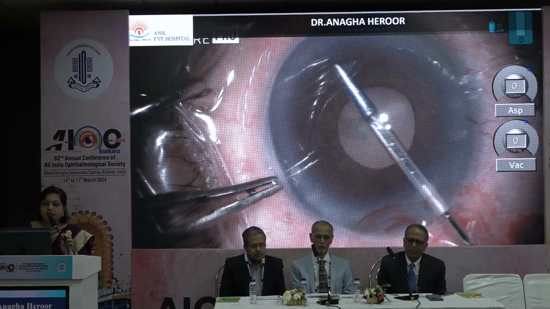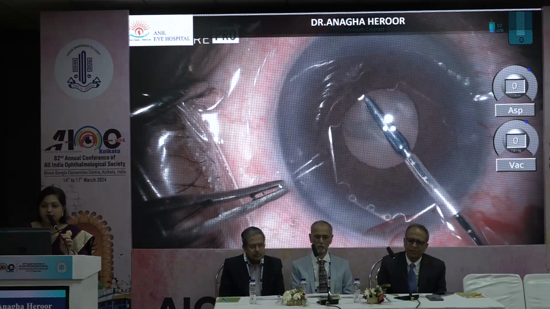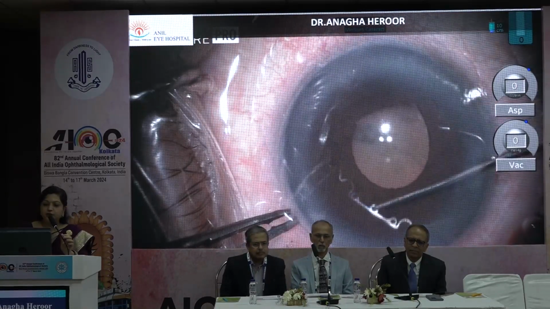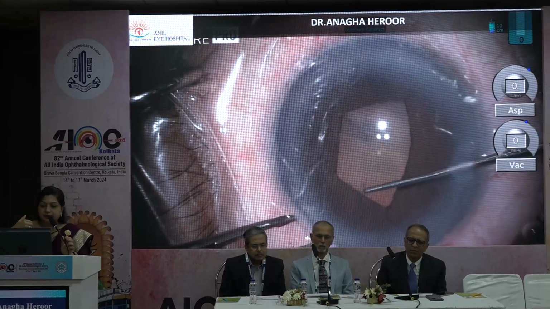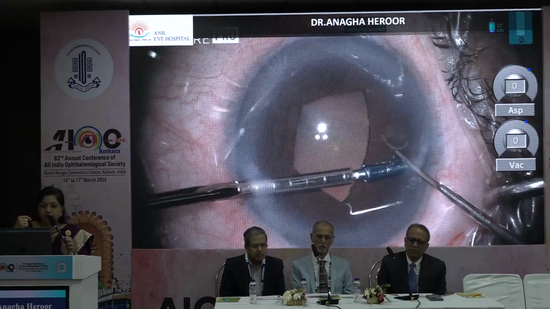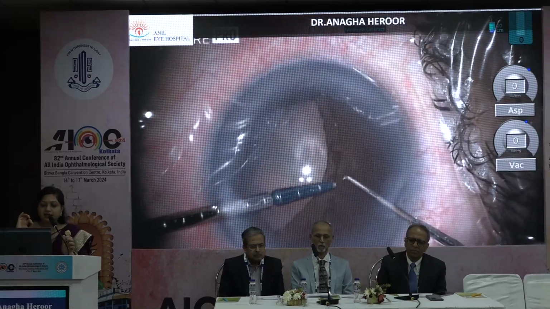So I'm using these 23 gauge micro forceps, which you can use either through the side port or through the main incision. You can push in a little viscoelastic underneath the iris again to make a little space, or you can use a Sinskey hook also. So the first 2 are the easiest, and the last flange is the most difficult.